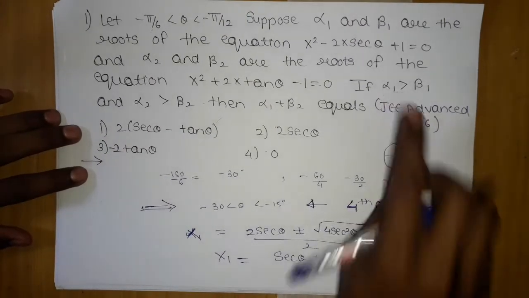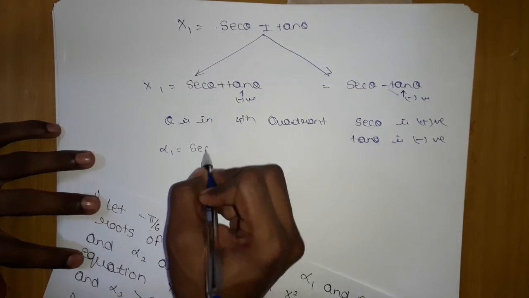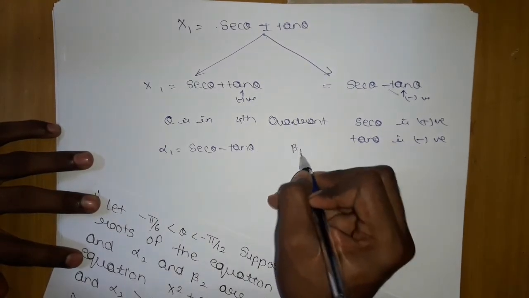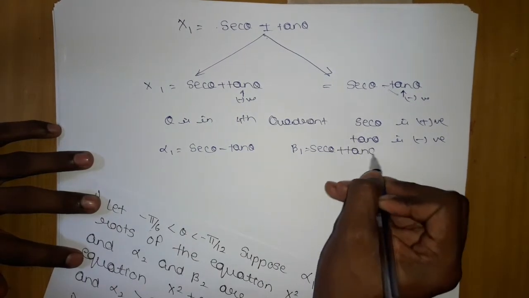And from here the information is given that alpha 1 is greater than beta 1, and we know this one is greater, so alpha 1 is nothing but sec theta minus tan theta. And beta 1 is sec theta plus tan theta. So we got this from here.